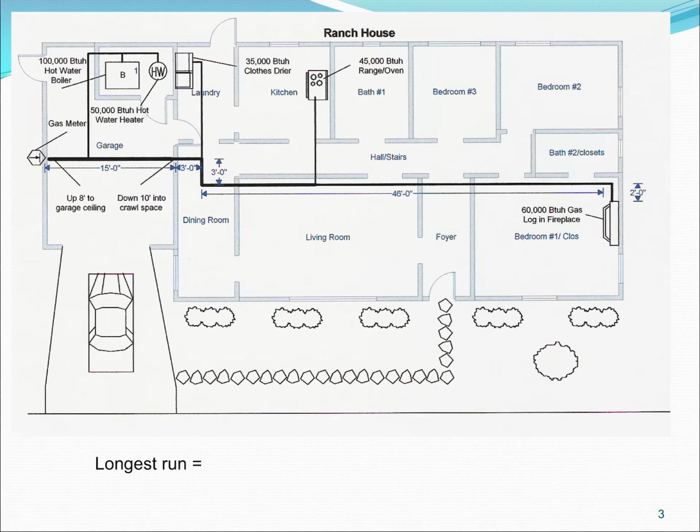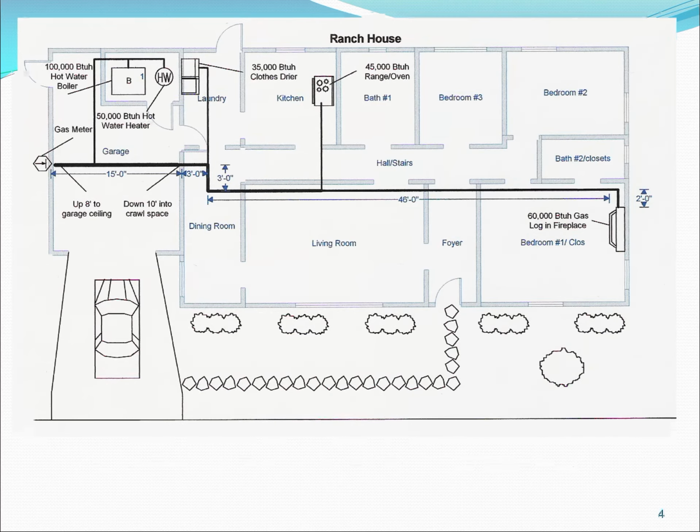So let's take a look at the process. My longest run is going to be the 8 feet up, the 15 feet over, the 10 feet that I've got to go down to get into the building, 3 feet, plus another 3 feet, plus another 46 feet, and another 2 feet to go to that appliance. So the total length of that is 87 linear feet. So that is my longest length. In this particular case, we're going to take that and do something with it.